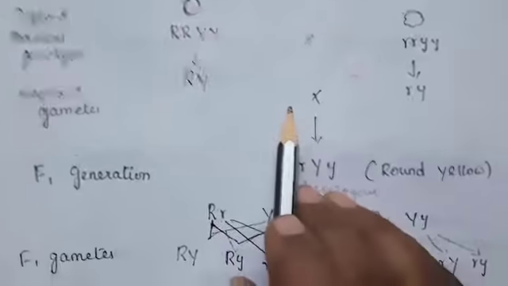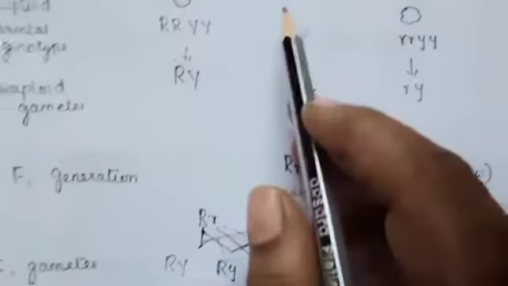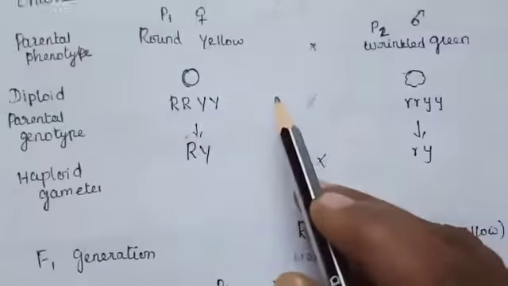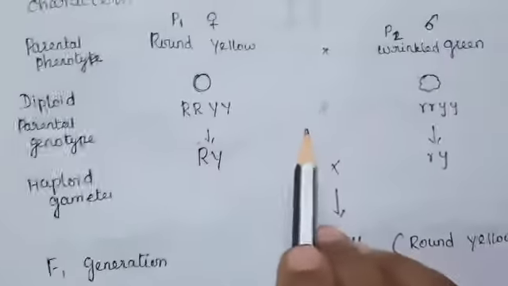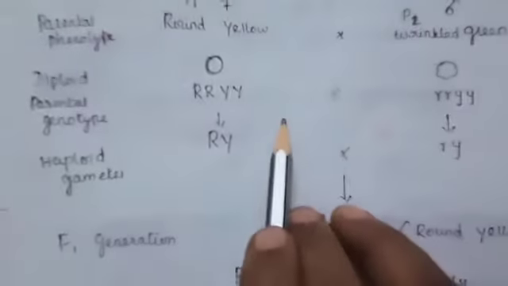So already we have studied three laws. The law of segregation is concerned with the alleles of one gene. But here the law of independent assortment deals with the relationship between the genes.